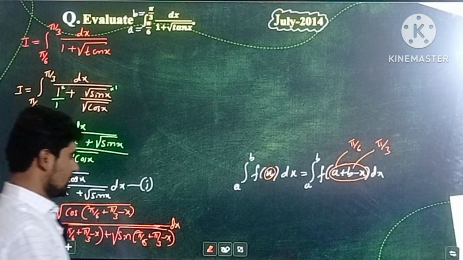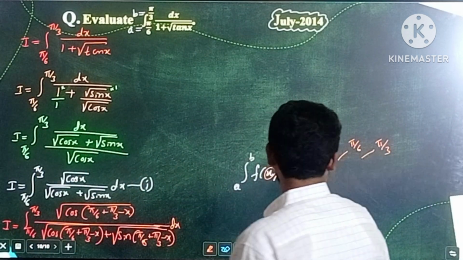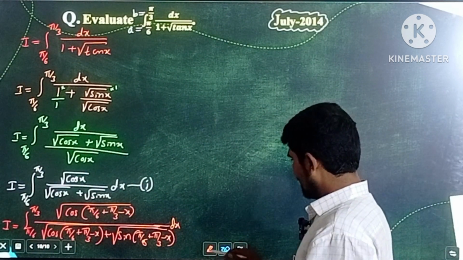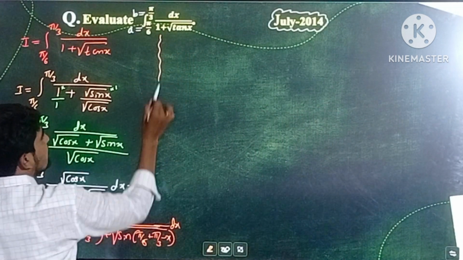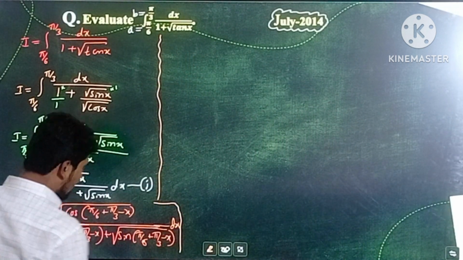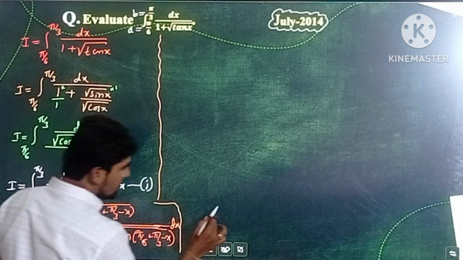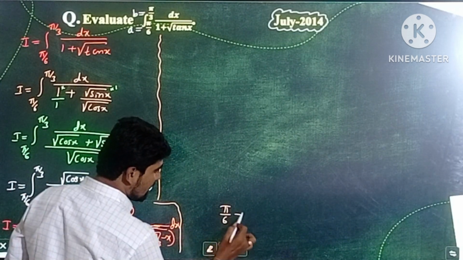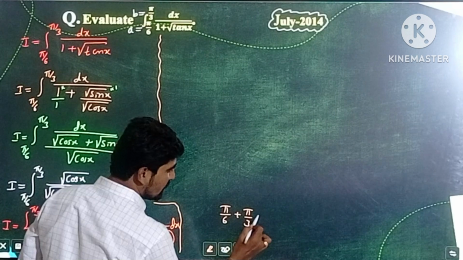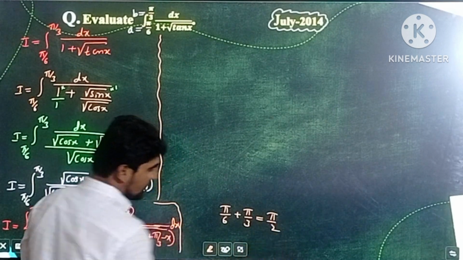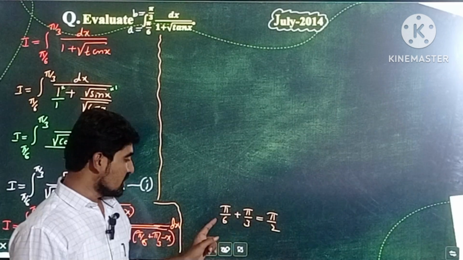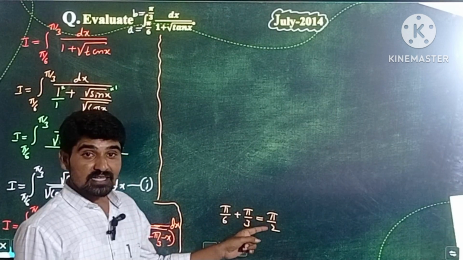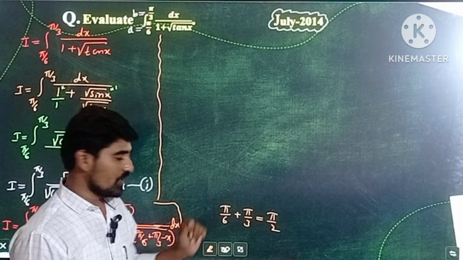I hope all of you are understanding the property. Now in the next step, we know that pi by 6 plus pi by 3 is equals to what? Pi by 2. Pi by 6 means 30 degree, pi by 3 means 60 degree. So 30 plus 60 is 90 degree, where 90 in radians is pi by 2.